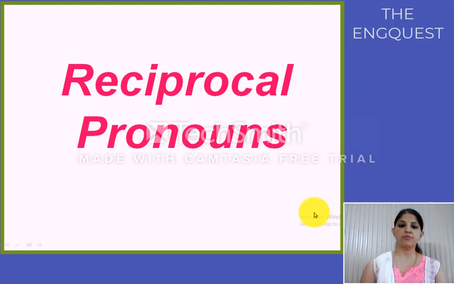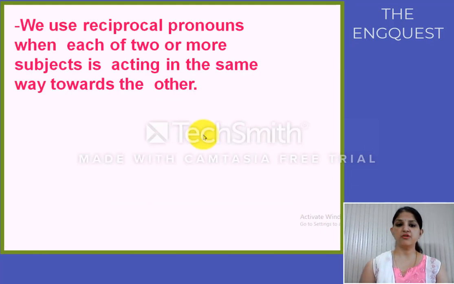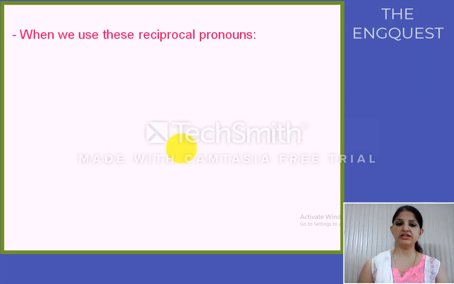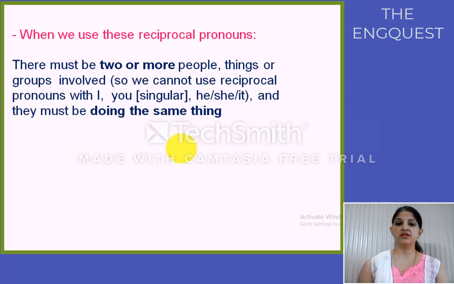Now, let us know about the reciprocal pronoun. We use reciprocal pronouns when each of two or more subjects is acting in the same way towards each other. There are only two reciprocal pronouns and they are both two words: each other, one another. If you see closely, you will find that each word is reciprocating towards the other. Each other, one another.